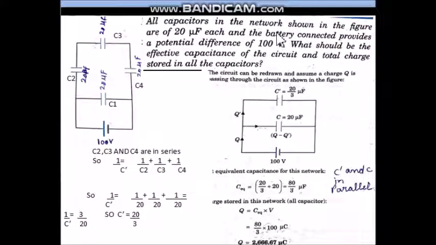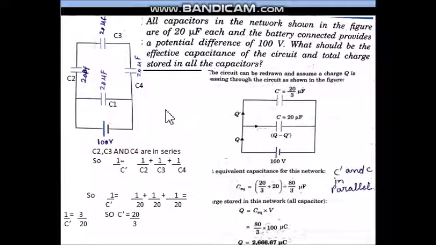Now students, we have to understand how to solve a network of capacitors. In theory we have already understood what the resultant capacitance is if a number of capacitors are connected in series, and in the same manner, what the resultant is if a number of capacitors are connected in parallel.